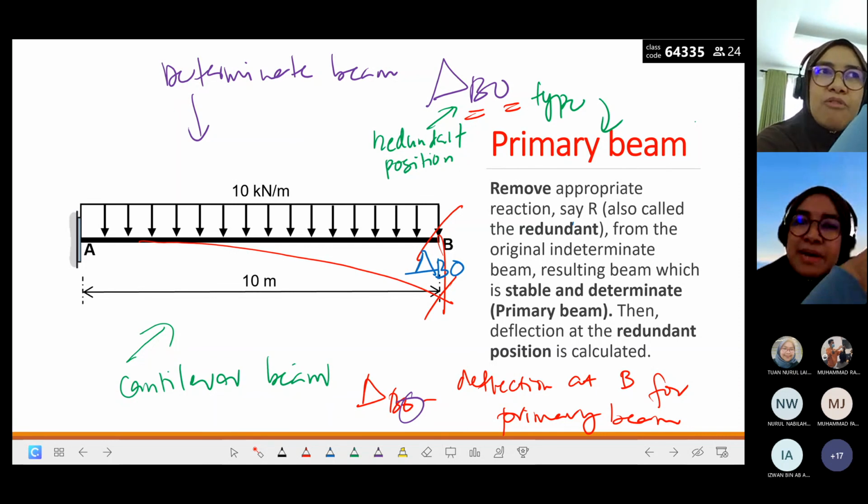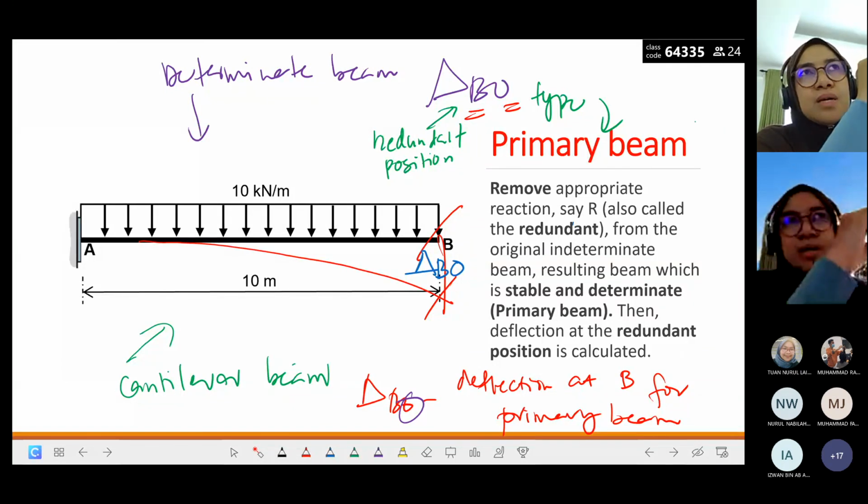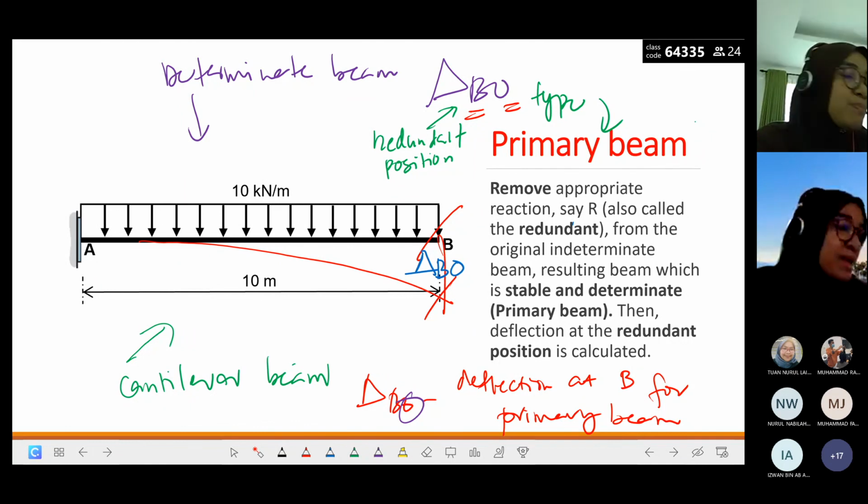What is the meaning of B and naught? B, the first notation is for the redundant position. Position is at B, and naught is for the type of beam. So this is primary beam. So symbol naught itself too is for type of beam.